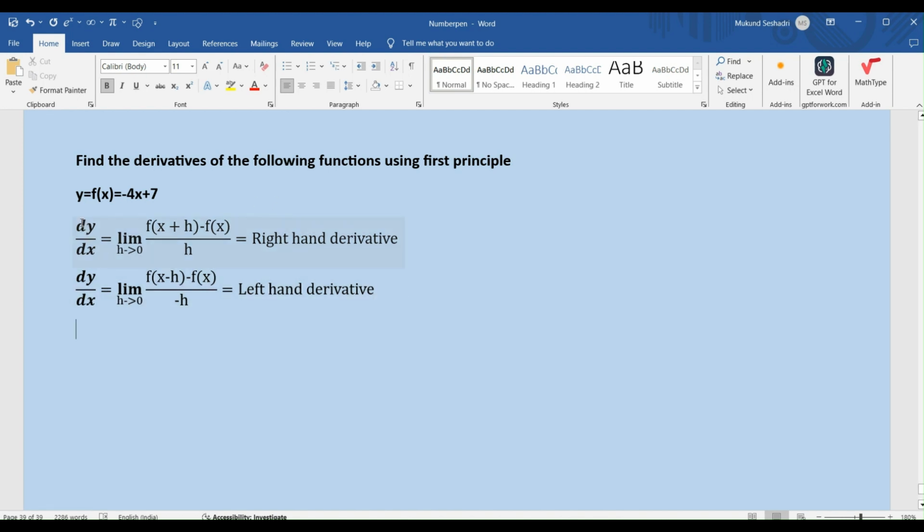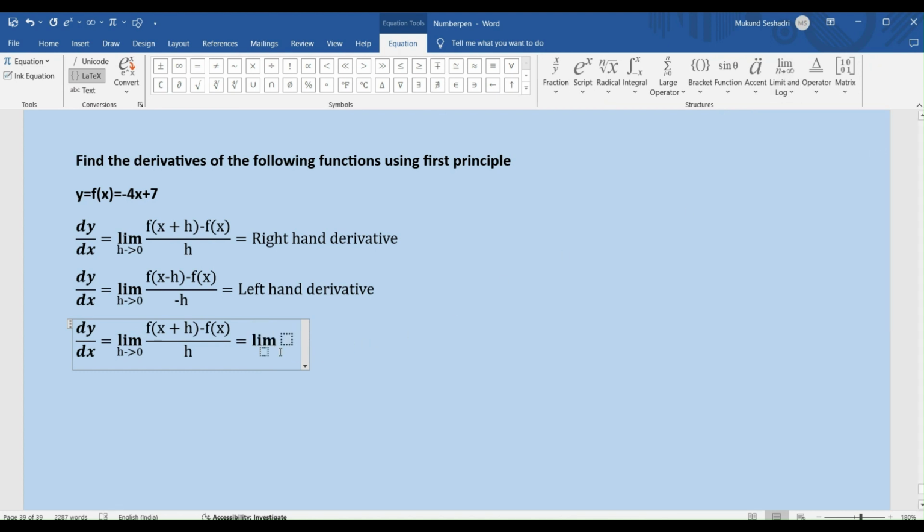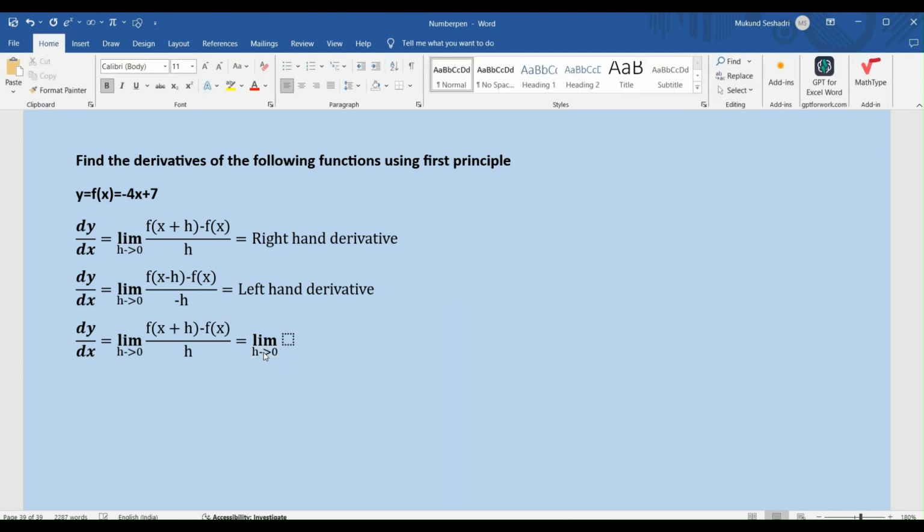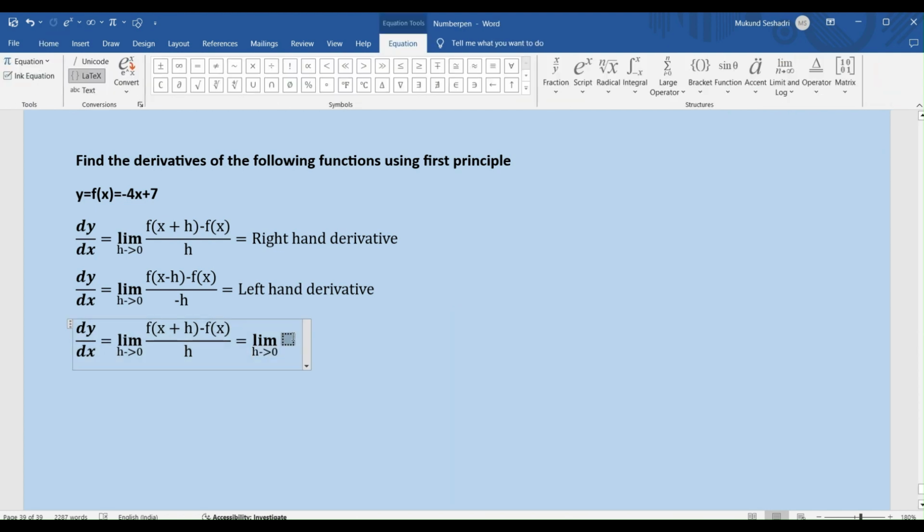I'm going to pull out what I have for my right hand derivative, and I'm just going to write it as it is, and let's see what we get, right? So my limit h tending to 0, and I have my f of x plus h. And what do we mean by f of x plus h? All that I need to do is pull out my f of x and replace my x by x plus h, right? Plus 7 minus of my f of x, which is again minus 4x plus 7, right? So I have written my numerator, and my denominator is divided by h, right?